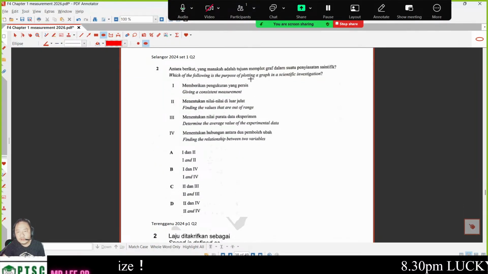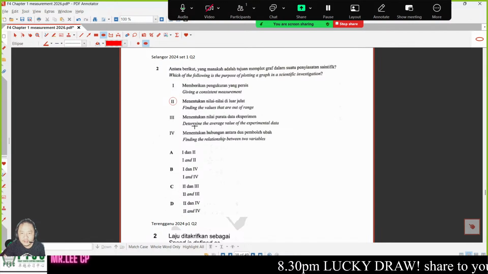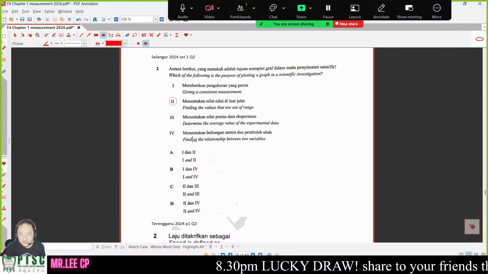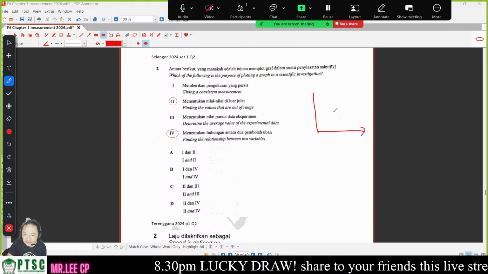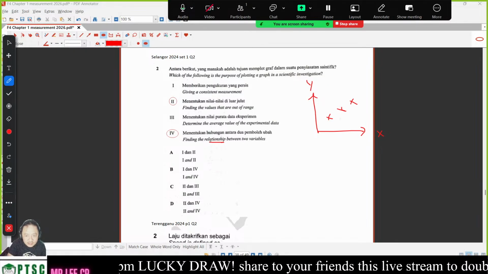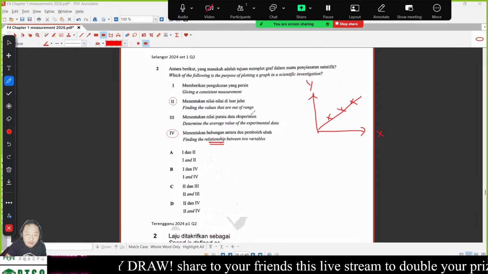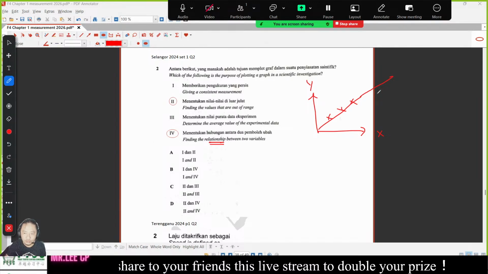Which of the following is the purpose of plotting a graph in a scientific investigation? Giving consistent measurement, find the value that is out of range. Yes, I will explain why. Determine the average value of the experiment data. Find the relationship. So you do the plotting of the graph here, y and x. After you do, you know whether it is directly proportional or not, linearly proportional or not. What is the relationship, after you plot the graph? But anyhow, if one of the data is too far away, you also know.